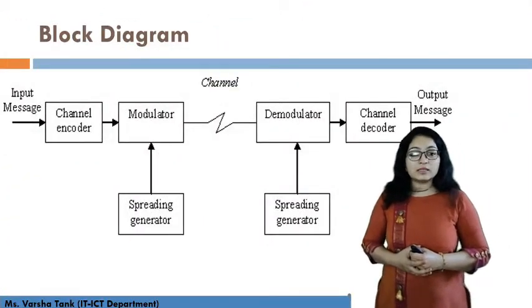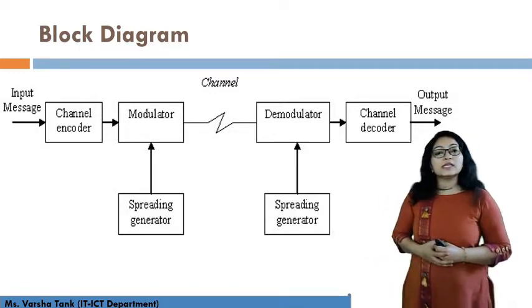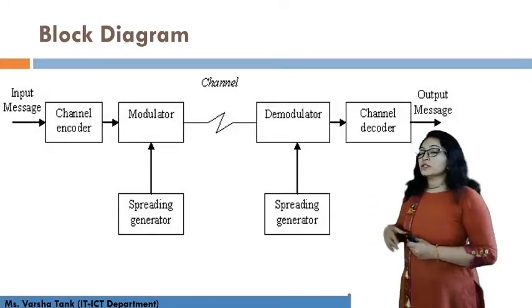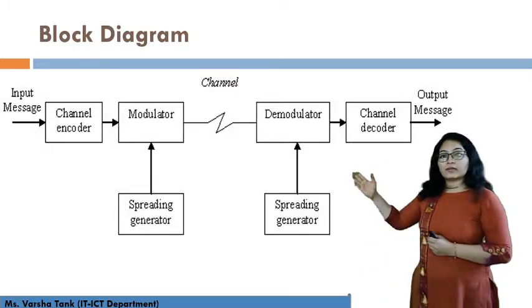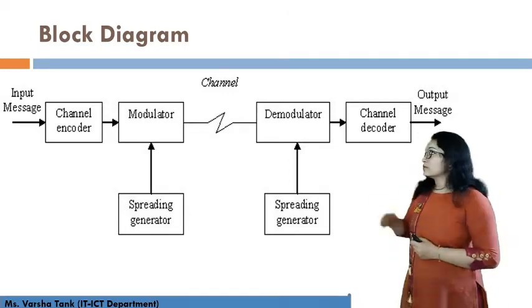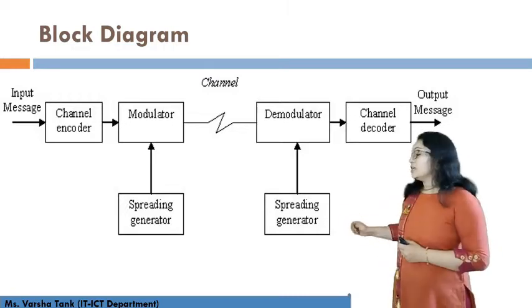Now here you can see the block diagram for the spread spectrum technology. What will happen when signals are transferred in the spectrum? First of all, there is an input message that will be transferred to the channel encoder. The channel encoder will transfer the signal to the modulator, and the modulator will use the spreading generator.